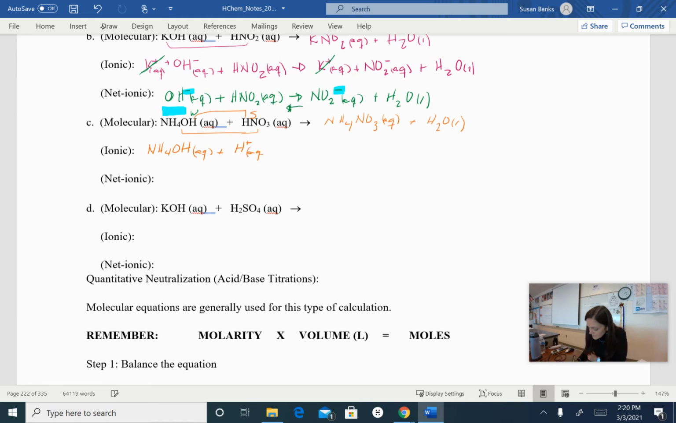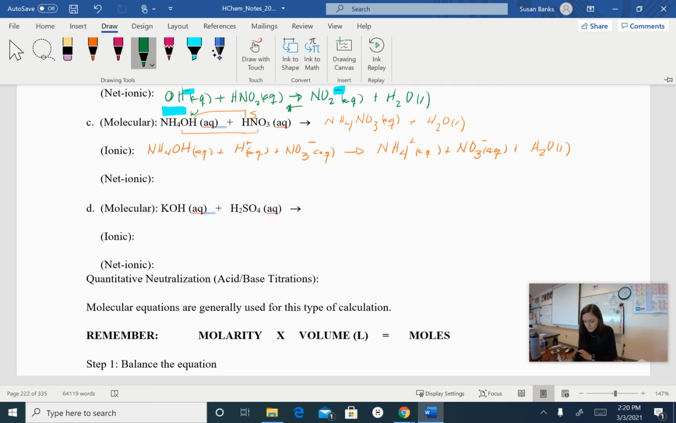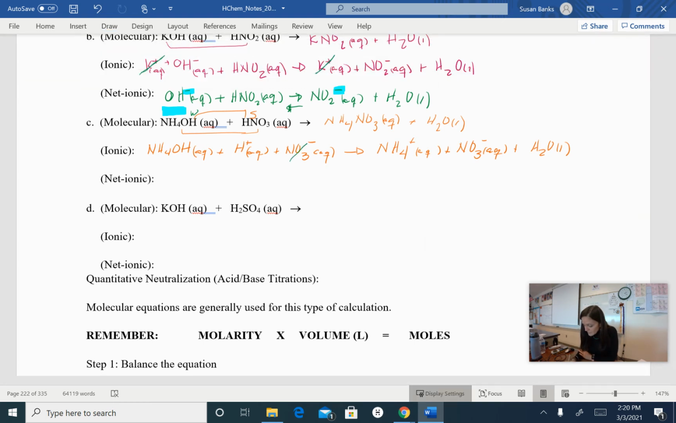My nitric acid, though, because it is strong, is going to dissociate and ionize. And my ammonium nitrate, because it is a soluble salt, is going to dissociate. But water is going to stay together. Okay? So what are the repeaters that we have? Not a whole lot, are there? The only thing that I can really cancel out is my nitrate group.